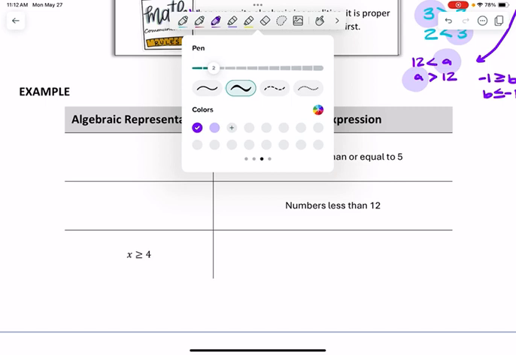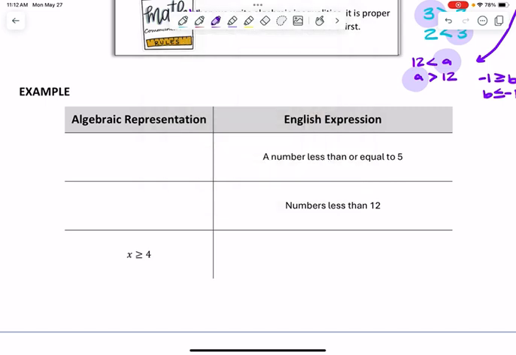And welcome back. So we have the first one saying a number less than or equal to 5. So we use variables to represent unknown numbers. So a number can be x, it could be n, it could be q, it could be p, it could be any other letter. And I have less than or equal to 5. The next one says numbers less than 12. So again, we can use any variable to represent my unknown number. And I know those numbers are less than 12.